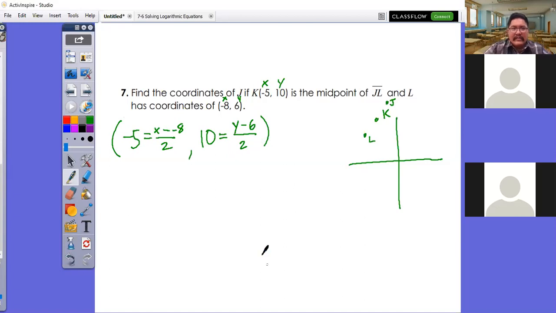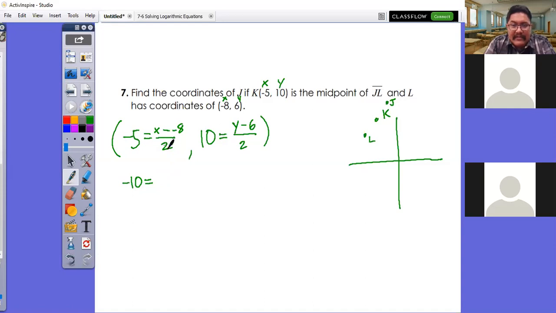Let's go ahead and put this in there. So -5 equals... shoot. Well, to get rid of this, I'm going to have to double both sides. I'm going to have to double it, because remember, this x is being divided by 2. So we do the opposite of divide by 2. We times it by 2.